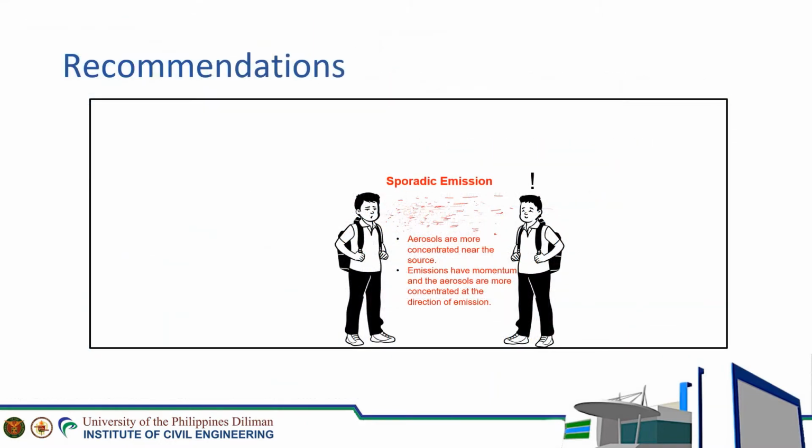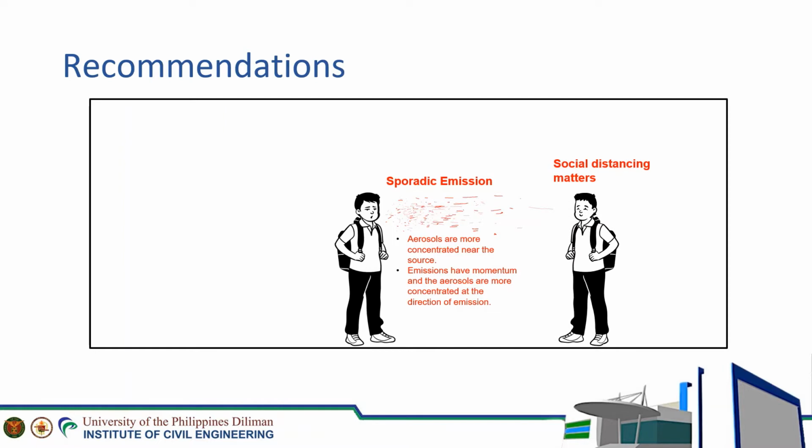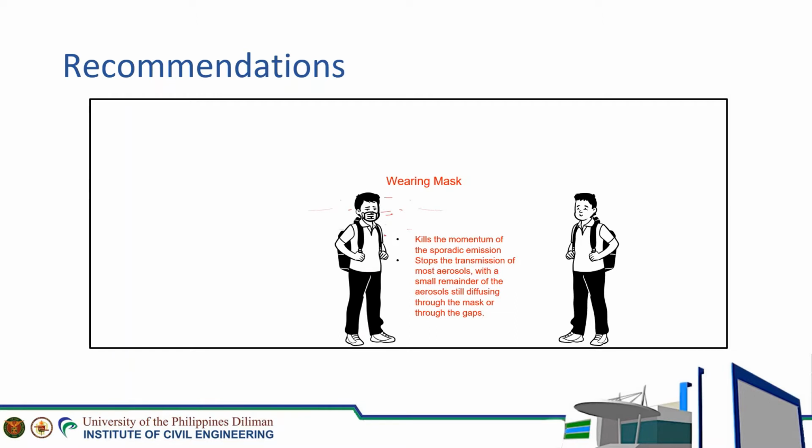First, we have to consider close-range transmissions brought by coughs and sneezes. The energy of emission and concentration diminishes over distance, and social distancing matters. Wearing a mask, on the other hand, kills the momentum of the emission and catches most of the airborne pathogens even before introducing them into the air in the first place.